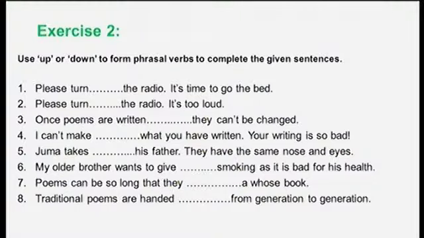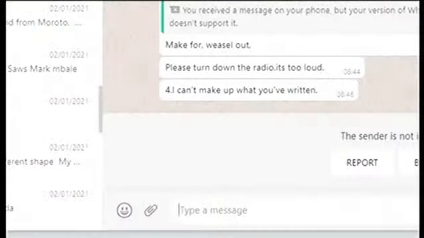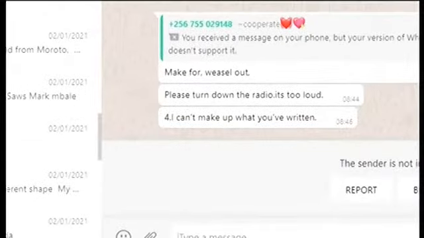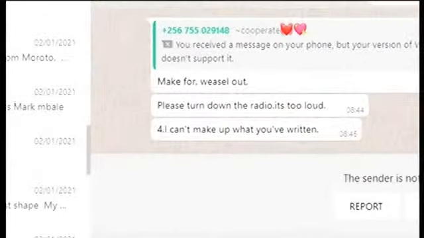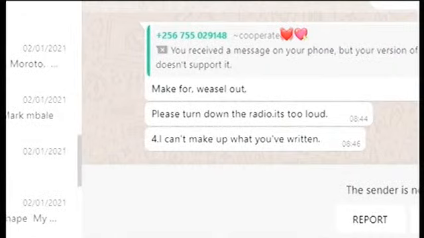Yes, please write in. Send in the answers. Doesn't matter. You can send in one by one. For those who can call in, then I have, please turn down the radio. It's too loud. Yes, Tamale, please.